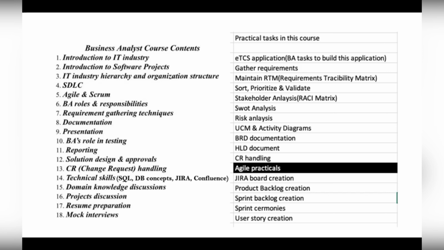18th is some mock interviews. So this is the course contents. I'll just take a pause. Any doubts still here in any of the chapters?